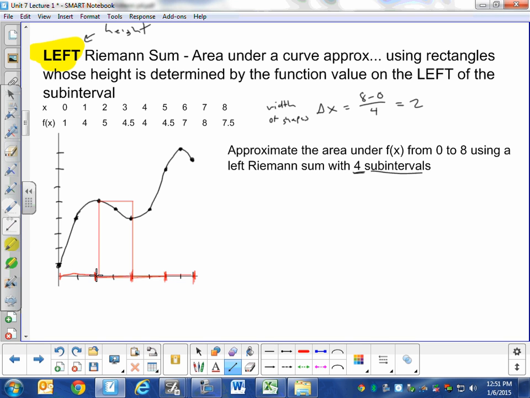So between 0 and 2, I'm actually going to use this 0.01 as my height, because that's the leftmost function value. Between 4 and 6, I'll use this height here above 4, which is 4. Between 6 and 8, I'll use the height at 7, and that'll be the height of my last rectangle.